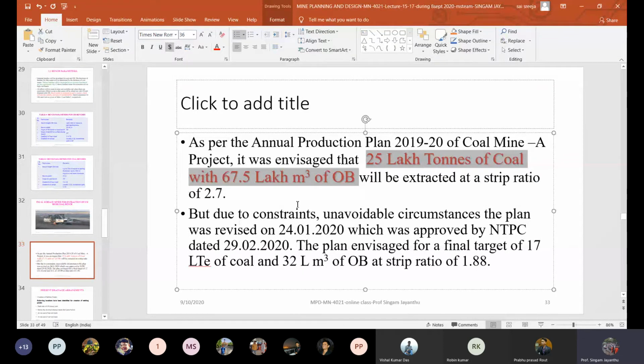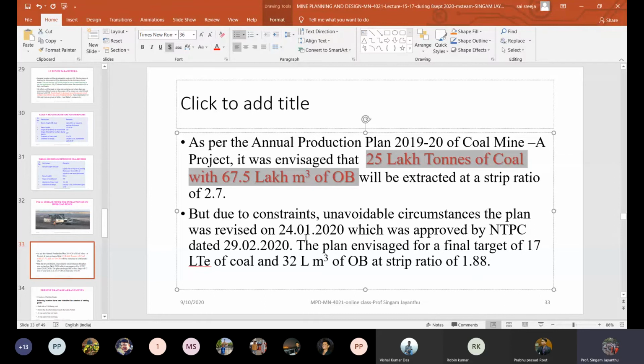But due to constraint, as I told you already, especially you forget about the name of the mine. For all practical purposes, for us, let us not take the name, only we call it as a mine A. Now, due to these constraints of acquisition, land, and some other unavoidable circumstances, the plan was revised. So that means many times, although we must have utilized all the experiences, best practices, best intelligent minds with a lot of brainstorming, still there may be some possibilities of revising those plans. That's what we should understand.